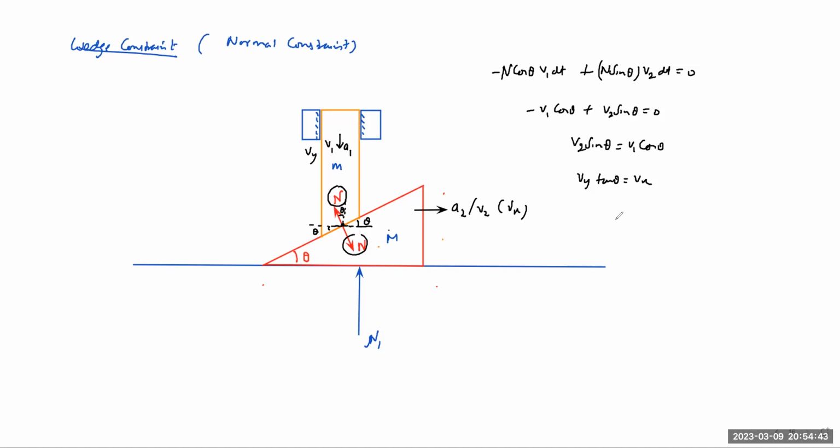N sin theta into Vx. Oh, I made a nomenclature error here. Fine. So V2 is what? Vx. And V1 is Vy. So what you get is Vy equals Vx tan theta.